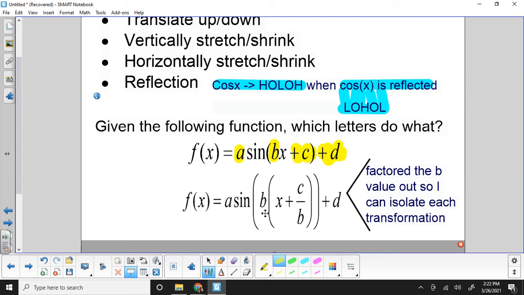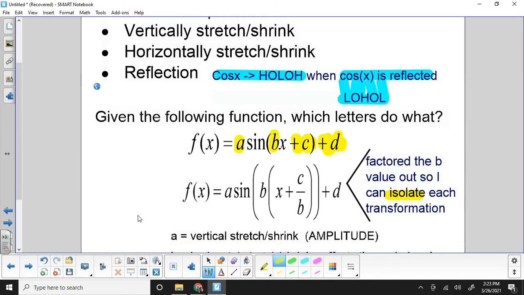When we have this function, it's important to isolate each transformation. In order to isolate the B and the C transformations, you need to factor the B out of the equation so that each transformation exists on its own. Let's go ahead and take a look at what each transformation does.